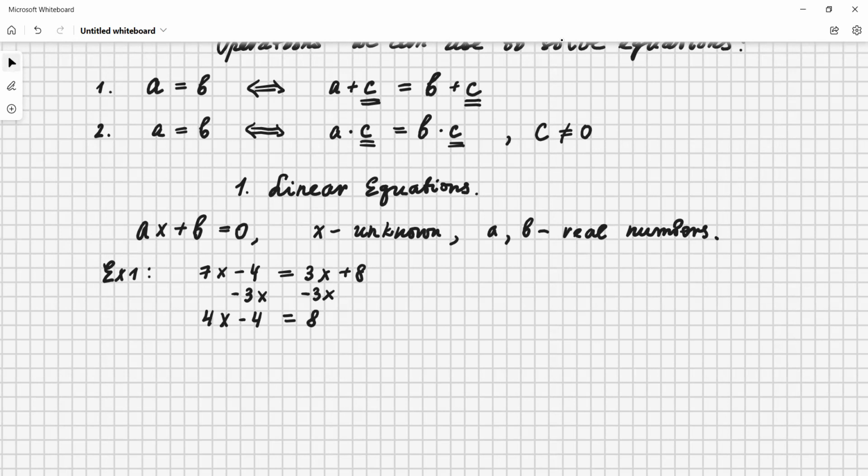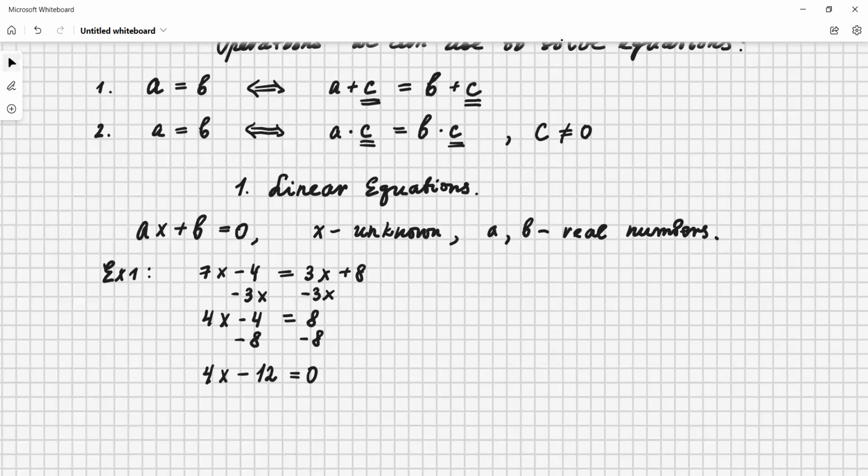Now I see that I can subtract 8 from both sides of the equation, 8 here and 8 here. So I'm doing operation number 1. And I'm going to get 4x, and minus 4 and minus 8 is minus 12, equals 0, because 8 and minus 8 equals 0. Well, what should I do next? How should I solve this equation next? Well, first you see that it's a linear equation.